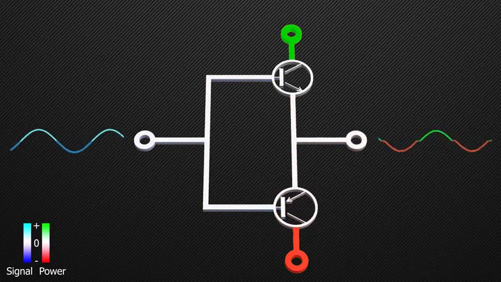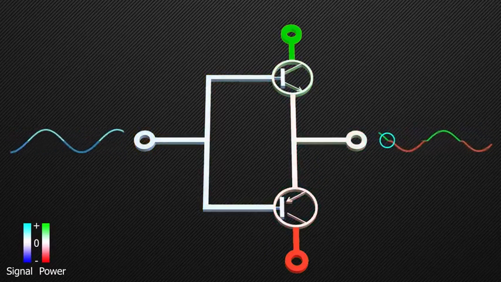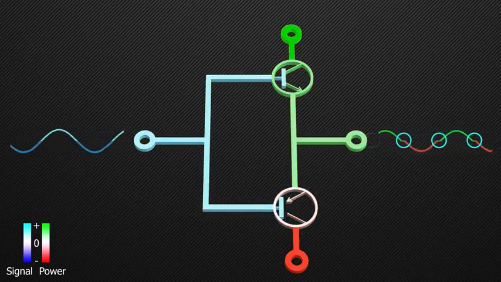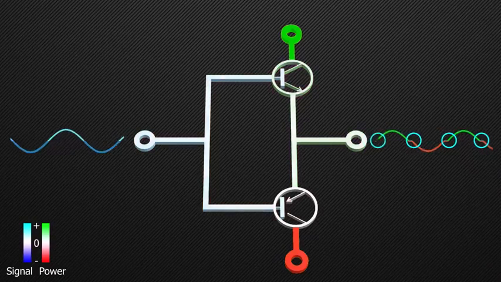You can see that the output wave is not similar to the input wave. It has these regions of distortions. They are called crossover distortions, as they are caused due to the switching of the transistors.